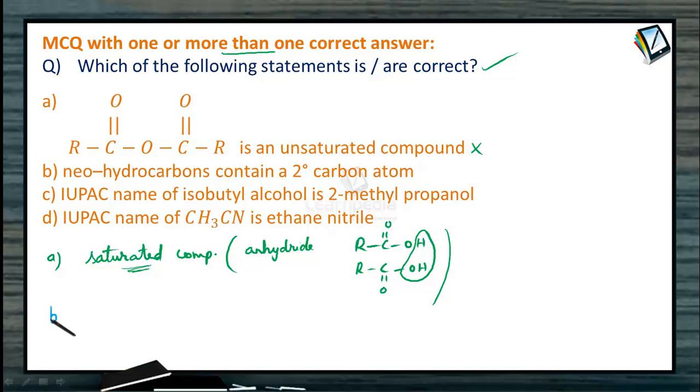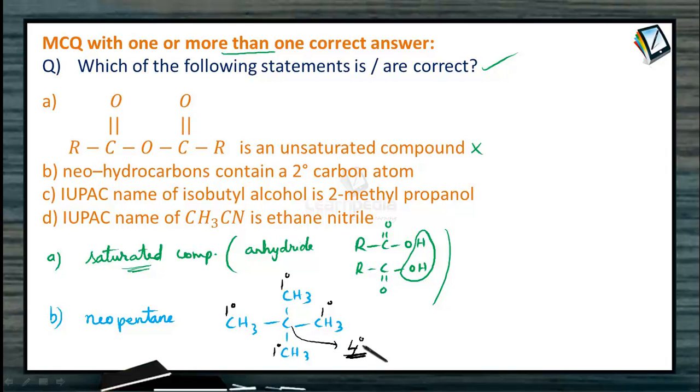Then the next one: the neohydrocarbons contain a secondary carbon atom. If we take, for example, neopentane, its structure looks like this. A carbon atom is attached to 4 methyl groups. Whenever a carbon is attached to one more carbon, that is called the primary carbon. If there is a carbon which is attached to two other carbons, that is called a secondary carbon. But here this carbon is attached to 4 other carbons. This is the quaternary carbon.